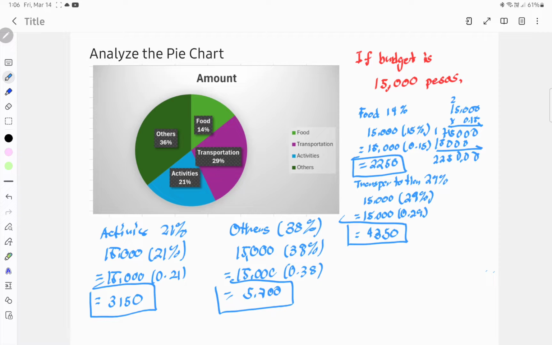Now when you add up all the values of the allocation, that should sum up to 15,000. You can pause this video and check if the answer is 15,000.